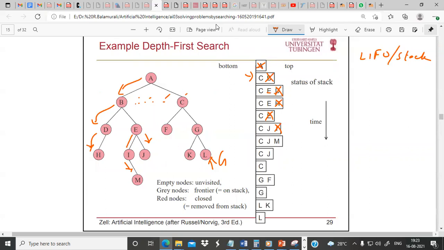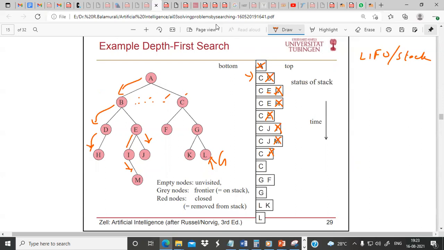No, M is not the goal state. So expand M. But M does not have any children, so there is nothing to expand. So remove M. Then what's on the top of the stack? J. So remove J. Check whether J is the goal state or not.